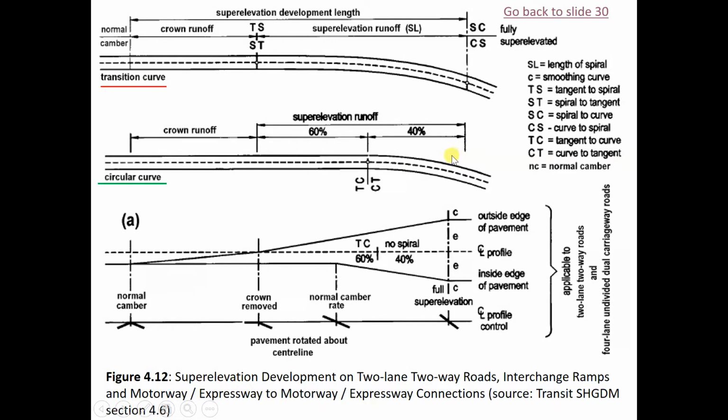So again, whether it's a transition curve or a circular curve, this one is called the super elevation runoff. And the distance from the normal camber to where the outside lane is level is called the crown runoff. Okay, crown runoff.